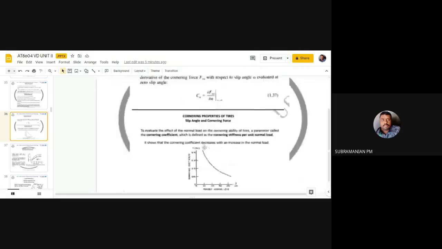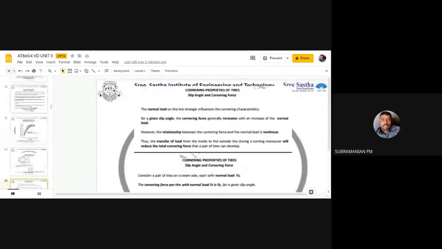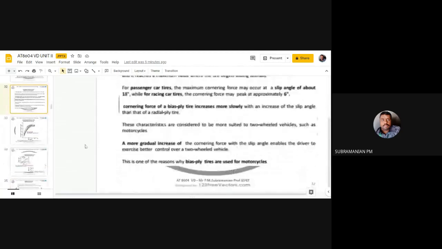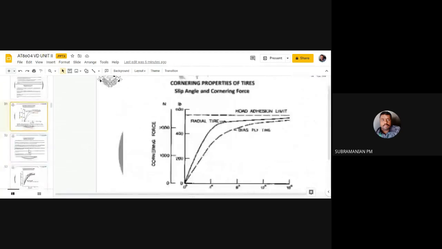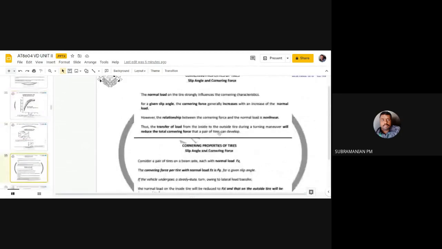Okay? And there is another property. You can see what will happen with the normal load. That is, I am not going to consider the slip angle variation, and I'm going to study the effect of normal load on cornering force. So the cornering coefficient, you already know. Cornering coefficient I have already taught you. That is cornering force by normal load. I think I might have highlighted it.